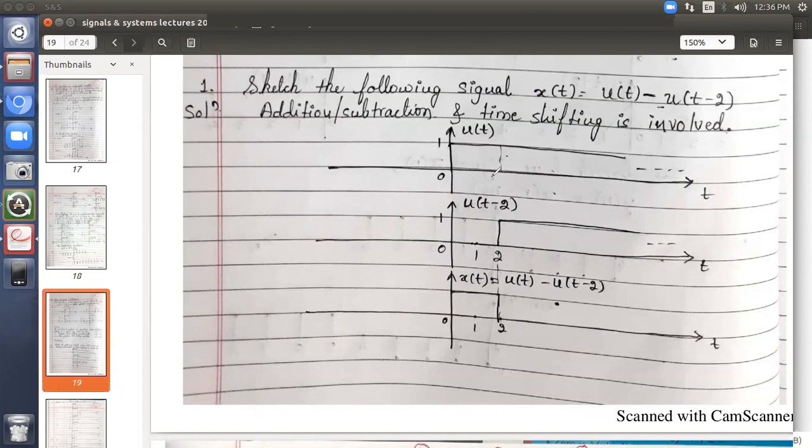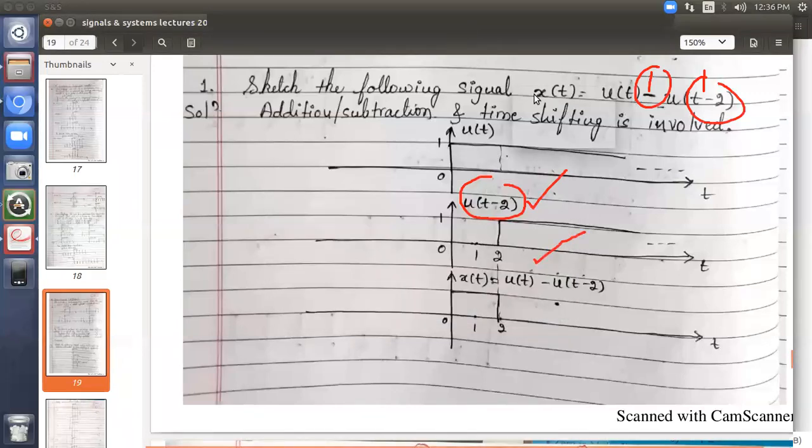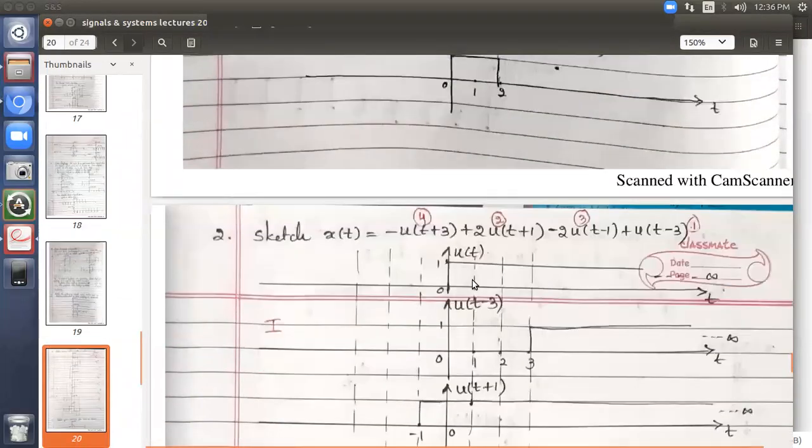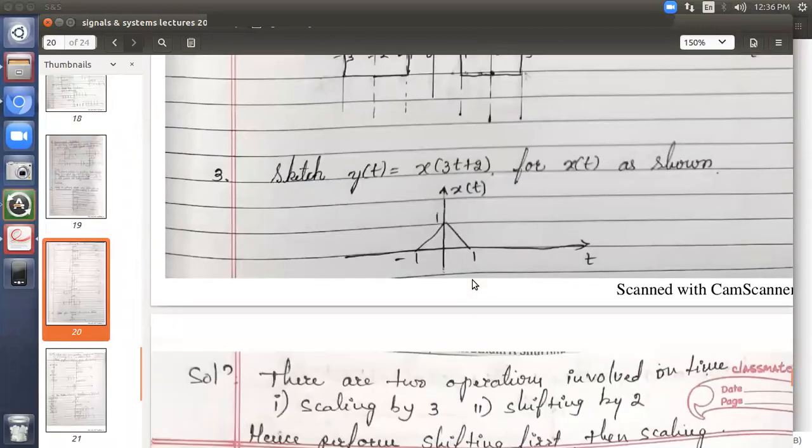This is your u of t. Then you shift it, because if you see the question, it has two operations involved. One is shifting, the other one is addition or subtraction. So I've shifted the signal and I have subtracted the amplitudes. This is the first problem which we completed. Let me take this afterwards. This was the question which was discussed in the previous session.